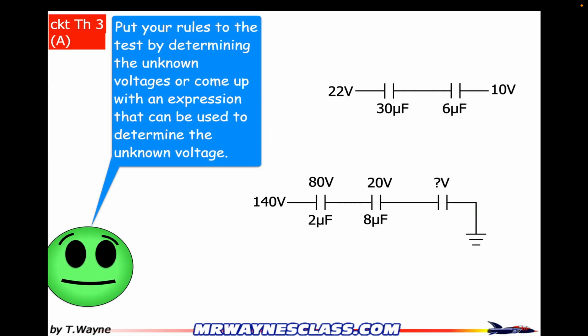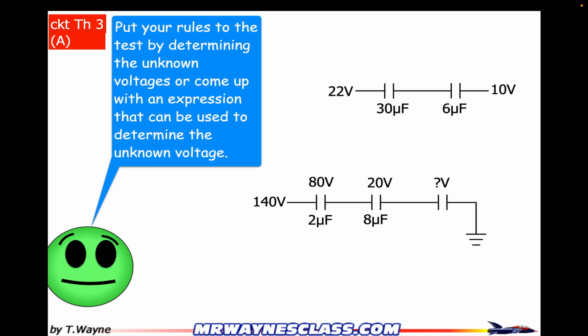So let's put the rules to the test by determining the unknown voltages, or coming up with an expression that can be used to determine the unknown voltage. So I've got 22 volts on the top circuit, 10 on the right, 30 microfarads and 6 microfarads. I need to try to figure out what the potential differences are going to be across the capacitors. So I'll pause here and leave this up to you to try to figure out.